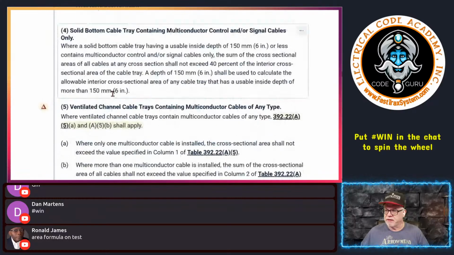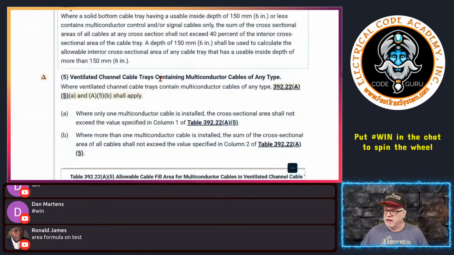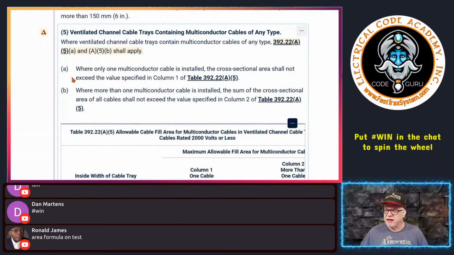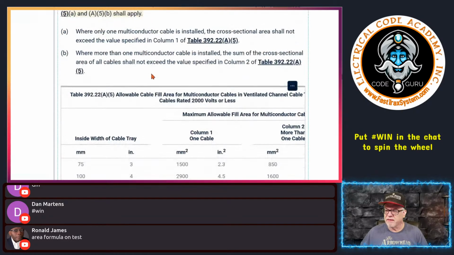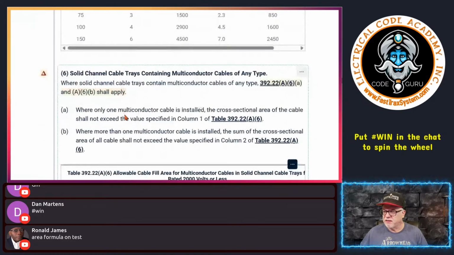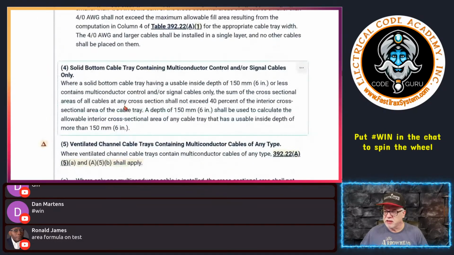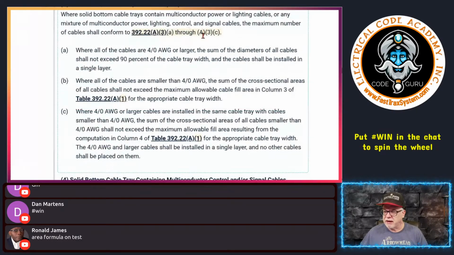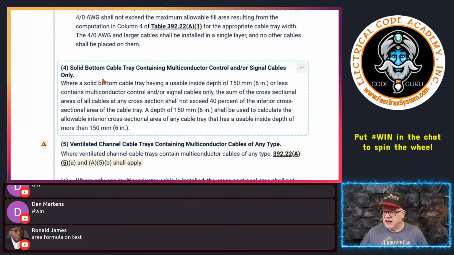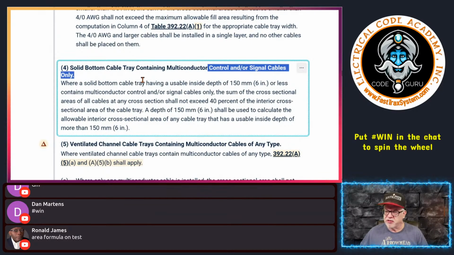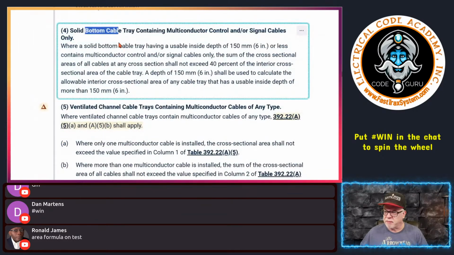All right. Let's see here. And let's see here. I'm going to save this one for tomorrow's episode because we did solid bottom, mixing of cables. Again, control and signal, pretty much the same thing we saw earlier, even though it's a solid bottom one.